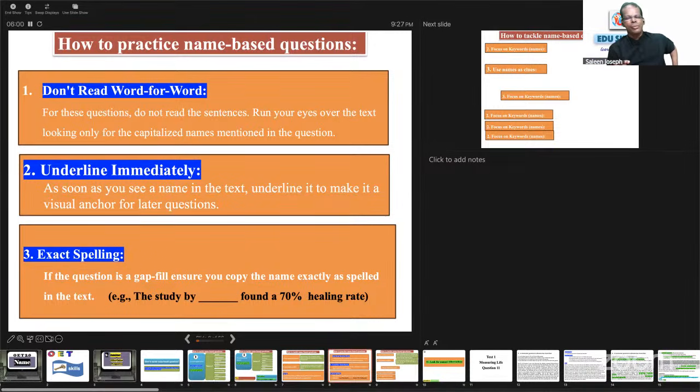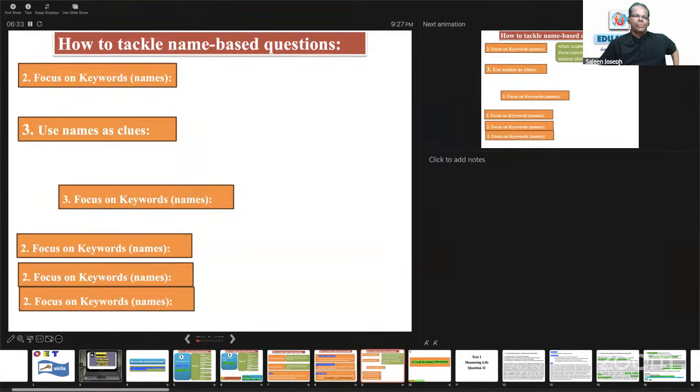The study by Dash found a 70% healing rate. That dash should be filled by that name, by whom, exactly as it is given in the text. Maybe you think that no, J-H-O-N has no E, John. So they made a mistake in the text. You will write J-O-H-N instead, you will remove the E and write only J-O-H-N, saying that is the correct name. No. What is given in the text is the correct name. Okay? Correct spelling.